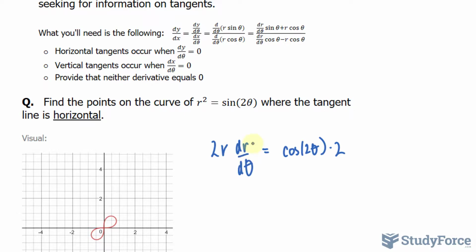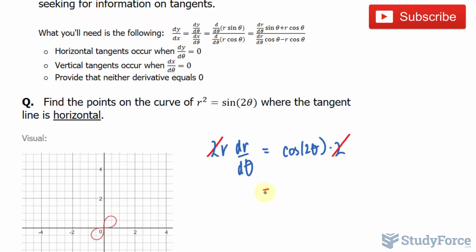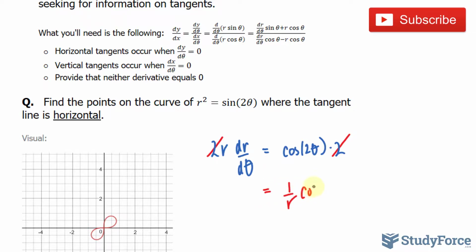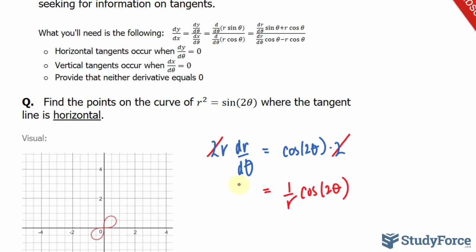Solving for dr over d theta, because we need that, and I'll explain why in a moment, we end up with both sides being divided by 2r. This 2 and this 2 cancel out, and on the right side we have 1 over r cosine 2 theta, and that's equal to dr over d theta.